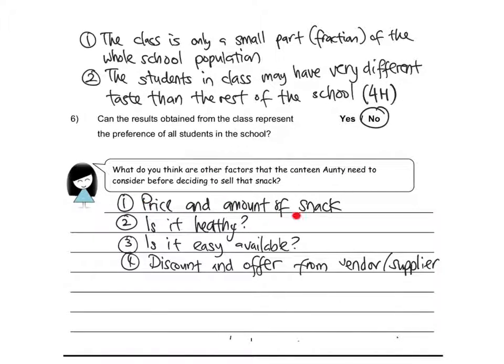Of course, the price and the amount of snacks come first. The next one is: is it a healthy choice? This is one of the very important keys. The auntie will not be able to sell anything that is not healthy. Also very important: is it easily available? And is there any discount from the vendor? This one was brought up by one of the students. If there is a discount, it will attract the auntie to buy more, or want to sell the items.